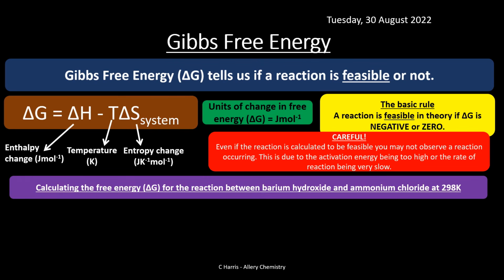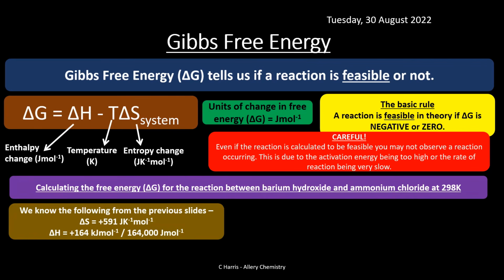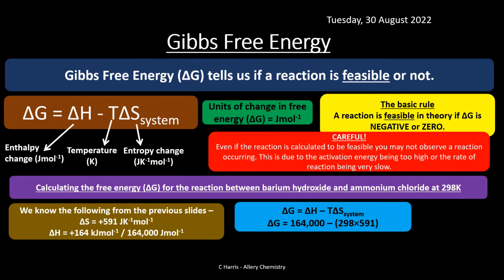Calculate the free energy delta G for the reaction between barium hydroxide and ammonium chloride at 298 Kelvin. So we know the following from the previous slides. We know that delta S for this reaction is plus 591 joules per Kelvin per mole, and we know that the enthalpy change for this reaction is 164 kilojoules per mole, or 164,000 joules per mole. So that's the information we know from the previous slide.